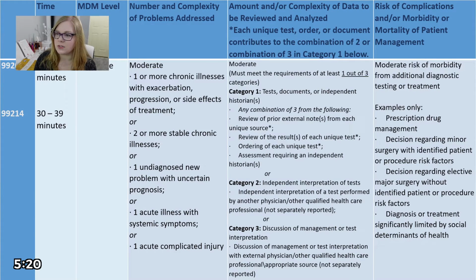Or we could do our risk of complications for our 2 out of the 3 columns, and that is a moderate risk of morbidity from additional or diagnostic testing or treatment. We could be, for example, prescription drug management. Check with your Medicare administrative contractors, because mine, Novitas, says that just refilling a medication counts as prescription drug management, but that depends on your area.